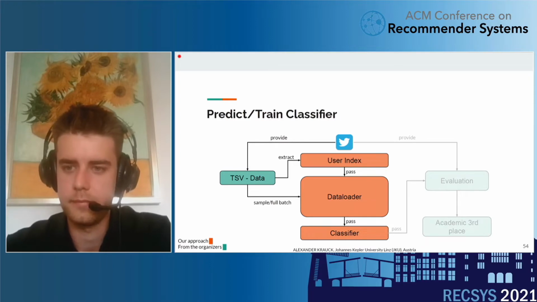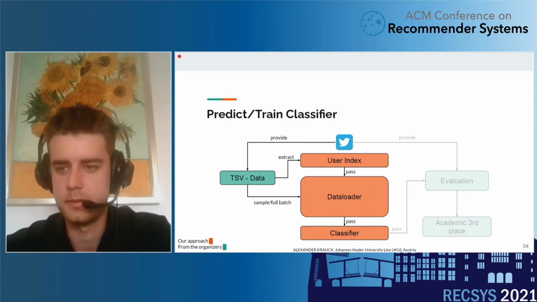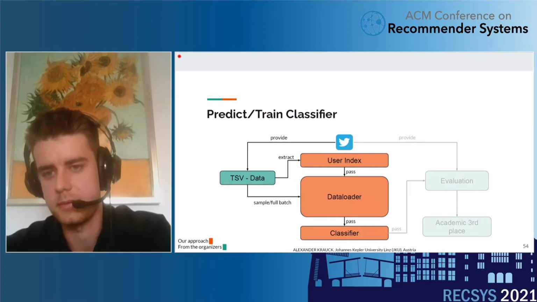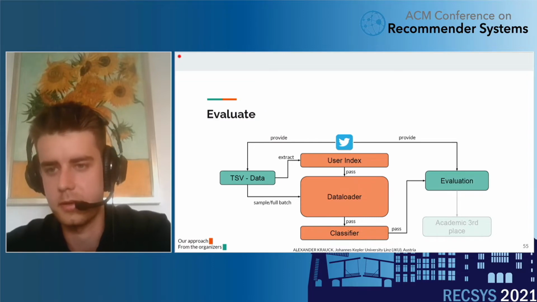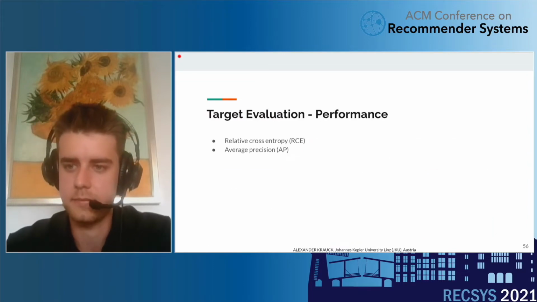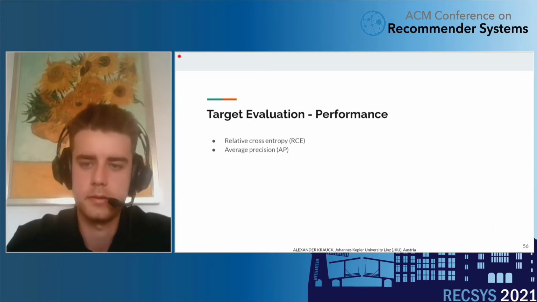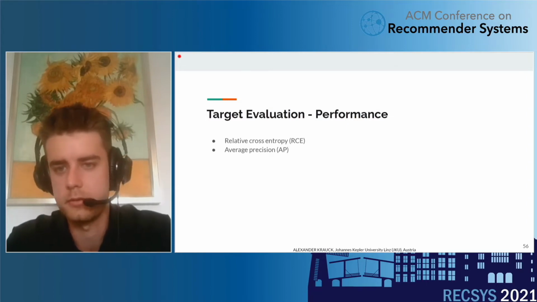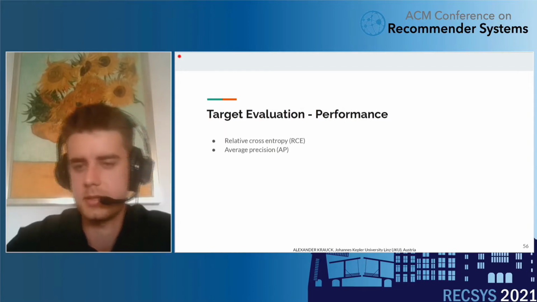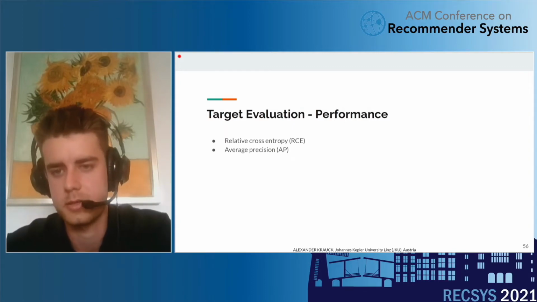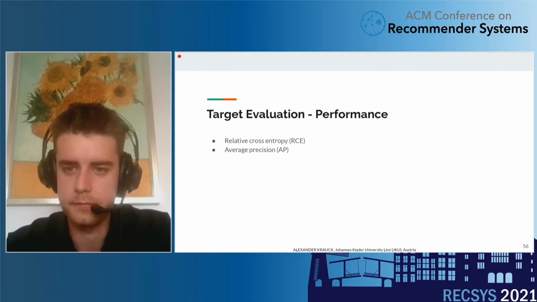The next step is that we evaluate the predictions from the classifier with the true targets. This is mainly done via the 2 evaluation metrics, relative cross entropy and average precision. I will not go into details for these 2 evaluation metrics, as this should be quite well known.